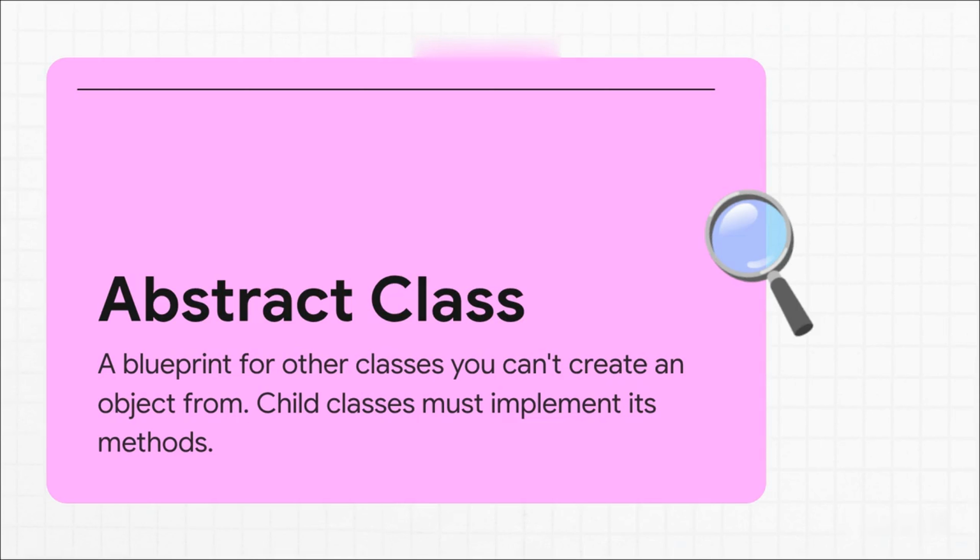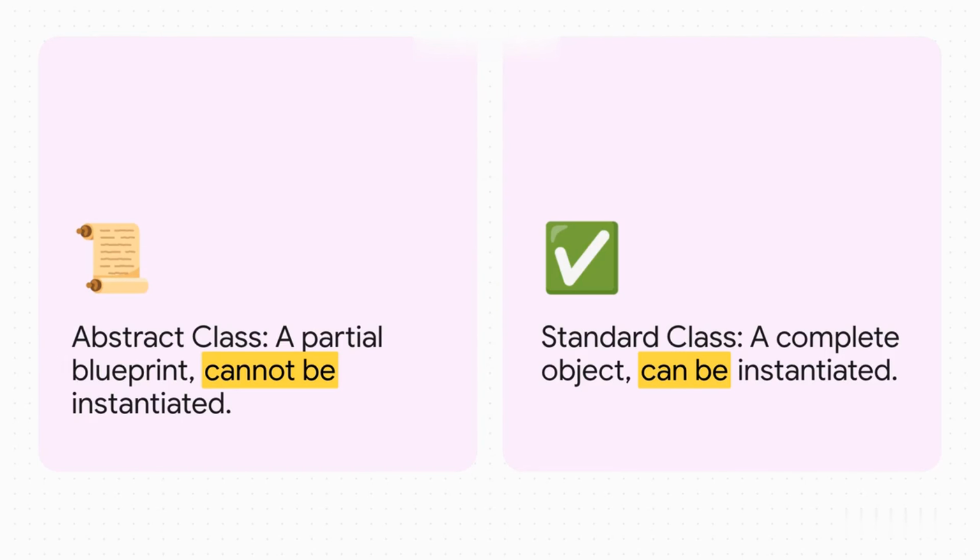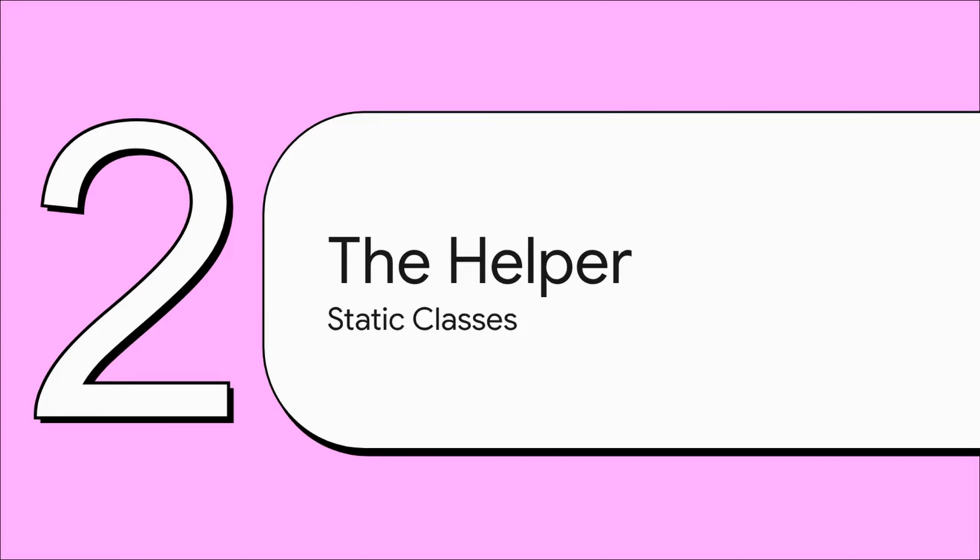The whole point here is simple, but it's so powerful. Enforce consistency. So here's the bottom line. A standard class is a complete thing. You can create an object from it right away. An abstract class, it's an unfinished blueprint. It's there to provide a common set of rules that other classes have to follow before they can be considered complete.